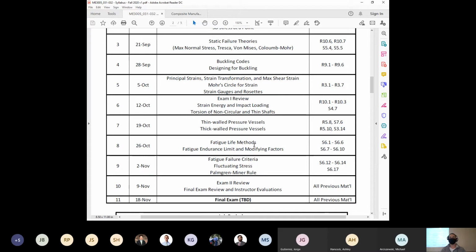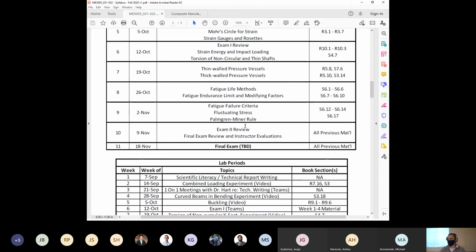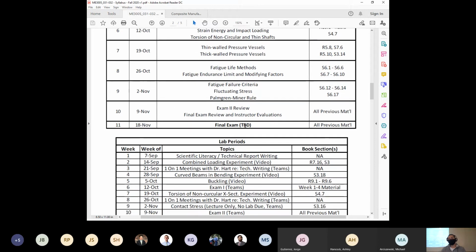So you probably talked about torsion of circular members in 2004. We're going to talk about torsion of non-circular cross-sections, like rectangular cross-sections, and you'll actually have a lab on that as well. Pressure vessels we'll talk about. Fatigue life methods will be what we round out in the back end of the course.